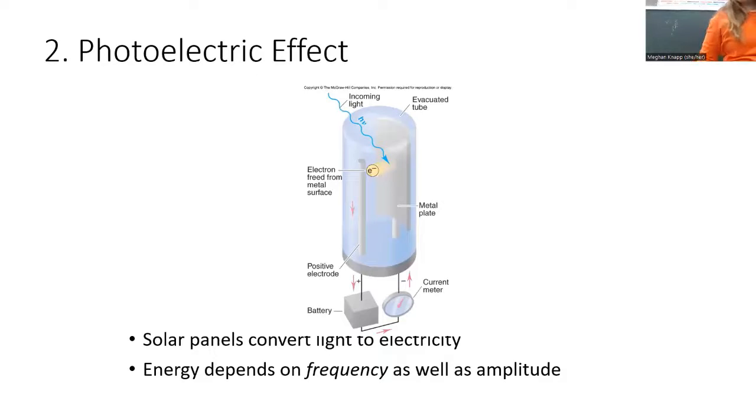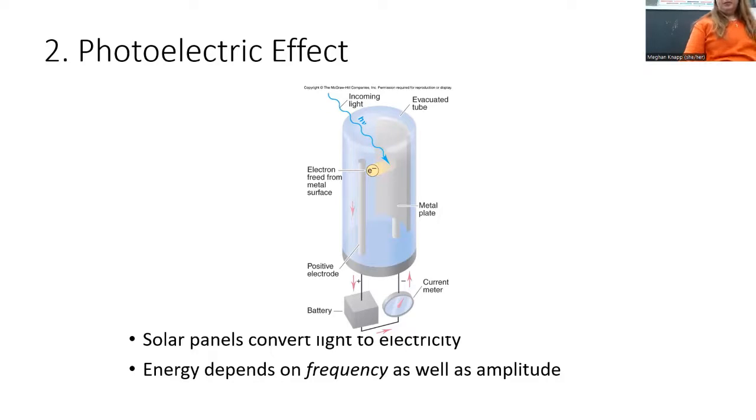Okay. So our next problem with the waves is called the photoelectric effect. This is what Einstein got his Nobel Prize for. So the photoelectric effect is basically the idea of how solar panels work. That if you shine light on a solar panel, you get electricity out of it. And that's nothing unusual, because we already knew that light was a kind of energy. But how it happened is what causes the problem.